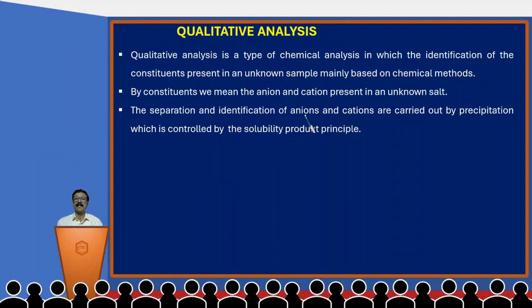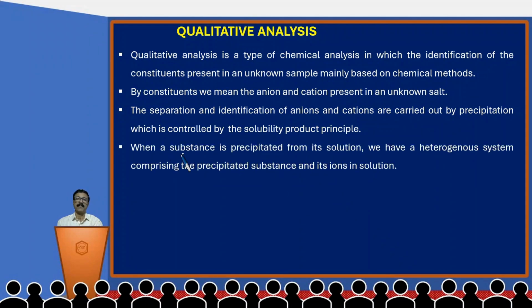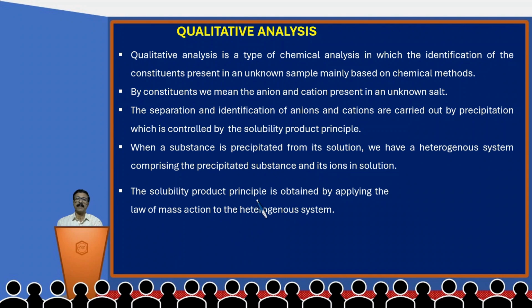The separation and identification of anions and cations are carried out by precipitation, which is controlled by the solubility product principle. When a substance is precipitated from its solution, we have a heterogeneous system comprising the precipitated substance and its ions in solution. The solubility product principle is obtained by applying the law of mass action to the heterogeneous system. An example is the precipitate in equilibrium with its ions.